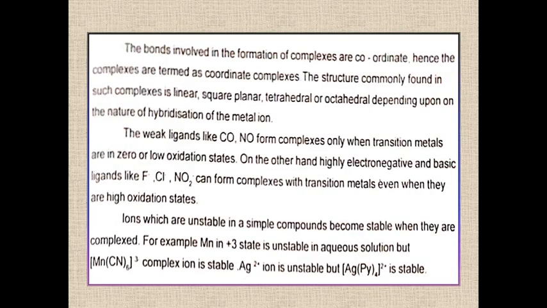Another point to discuss: weak ligands can form transition elements in zero or low oxidation states. Similarly, ions which are unstable in simple compounds become stable when they are complexed. For example, Mn in its +3 oxidation state is unstable, but when it forms a complex like the Mn(CN)6 3- complex, it is stable. Similarly, the Ag2+ ion is unstable, but the Ag pyridine complex is stable.